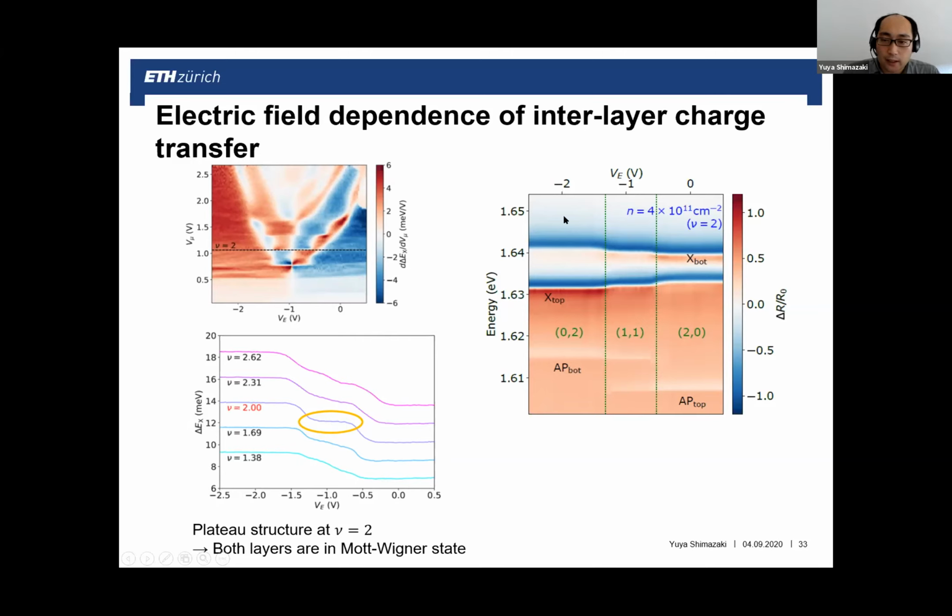And from the actual reflectance spectrum, we can also confirm that this attractive polaron signal gets reduced from here to here. So this is now divided into two spectra. And then if we go to this 2-0 filling case, we fully polarize into the top layer.